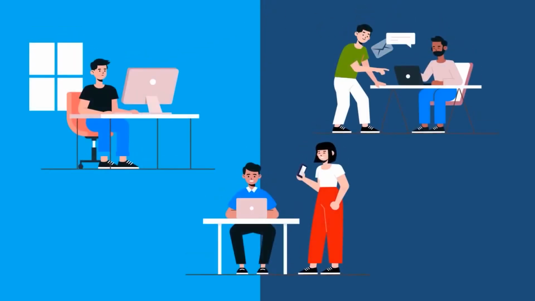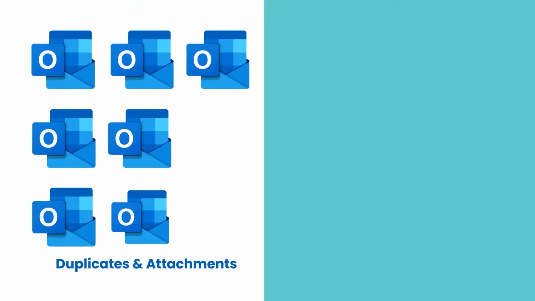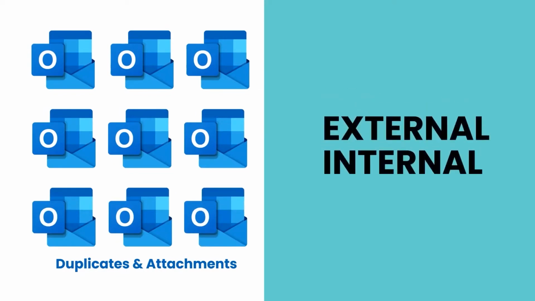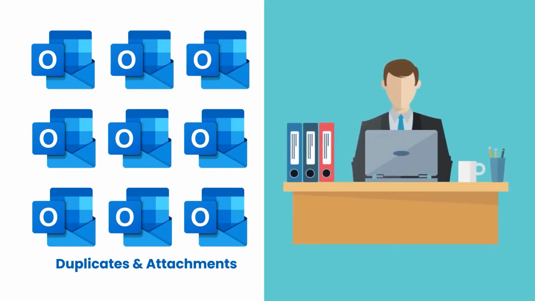MS Outlook is commonly used as a professional email platform by several organizations. Employees use it to exchange emails for their daily work updates. The mail flow within the organization often involves a lot of email duplicates and attachments, as the messages from external and internal senders are forwarded to colleagues, bosses, and relevant departments.